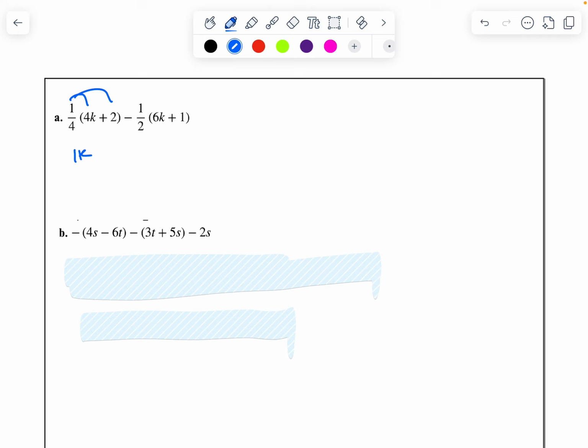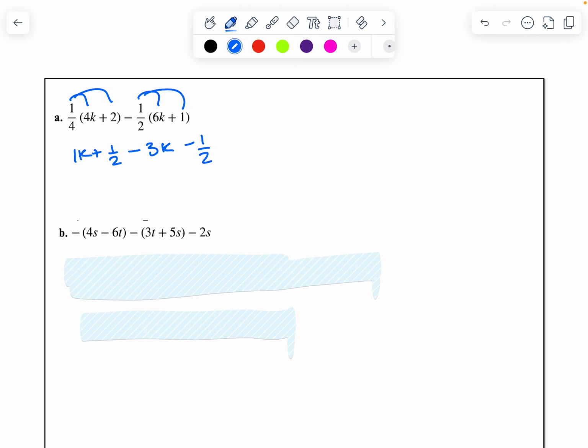1/4 times 2, type it in your calculator, do second f-d to change it into a fraction. If you need to, you can go back to the last lesson to review how to do that on your calculator. 1/4 times 2 is 1/2. Negative 1/2 times 6 is negative 3. Okay. And negative 1/2 times 1 is negative 1/2.